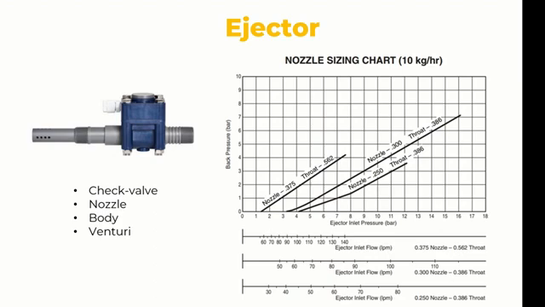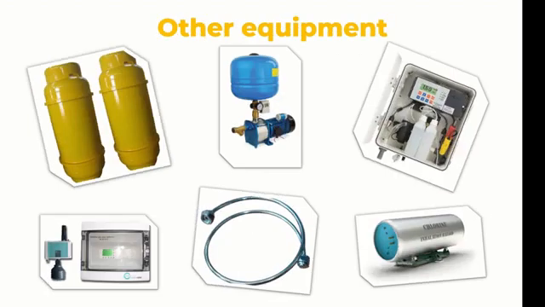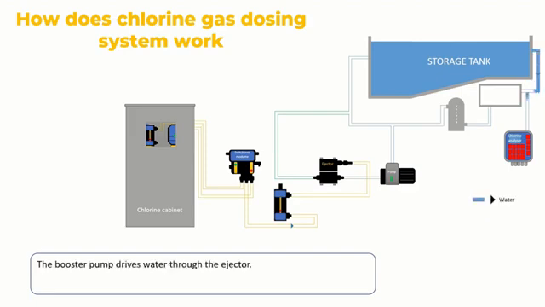Gas chlorination systems also contain these equipments that I can present in my next video if you want: chlorine gas tanks, booster pumps, residual chlorine measuring instruments, chlorine gas leak detectors, chlorine gas tank lifting accessories and flexible connection hoses. Now let's take a look at how a chlorine gas dosing system works.